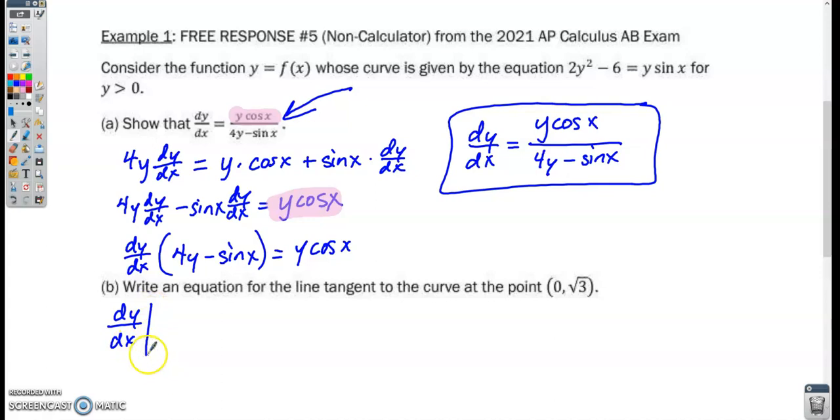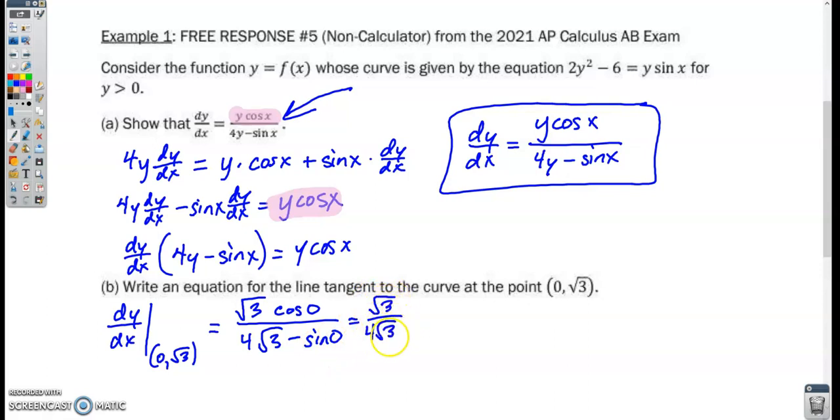So we want to find the value of dy/dx at the point (0, square root of 3). And so we're going to go ahead and do that. We'll substitute square root of 3 in here for y, and 0 in here for x. That's 4 times the square root of 3 minus the sine of 0. And we've got to calculate some trig values here. Cosine of 0 is 1, sine of 0 is 0, so this all simplifies to square root of 3 over 4 square root of 3, which further simplifies to 1/4.